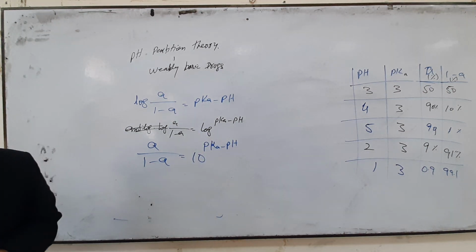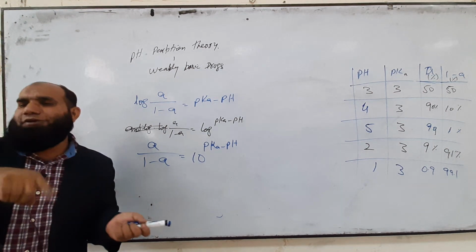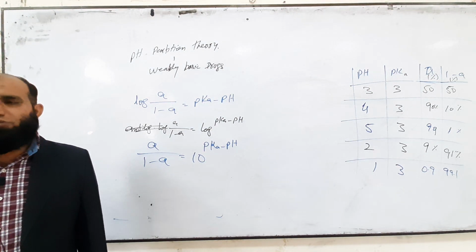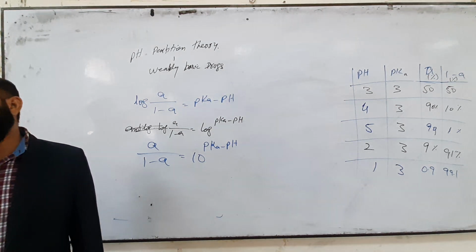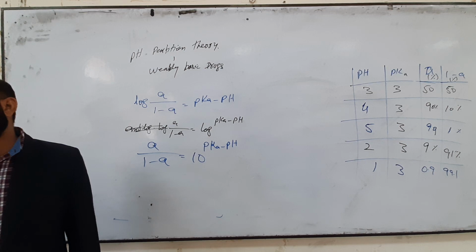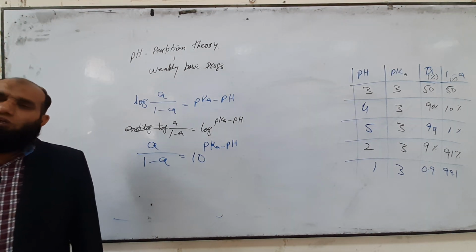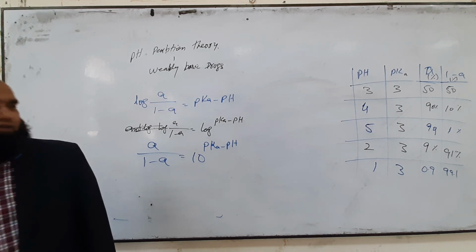It is the same formula which we used for the weakly acidic drug, but now the terms are changed. We have changed from pH to pKa and pKa to pH. Remember, pH is the negative logarithm of hydrogen ion concentration, and pKa is the negative logarithm of the dissociation constant, the pH at which 50% of the drug is in ionized form and 50% in unionized form.